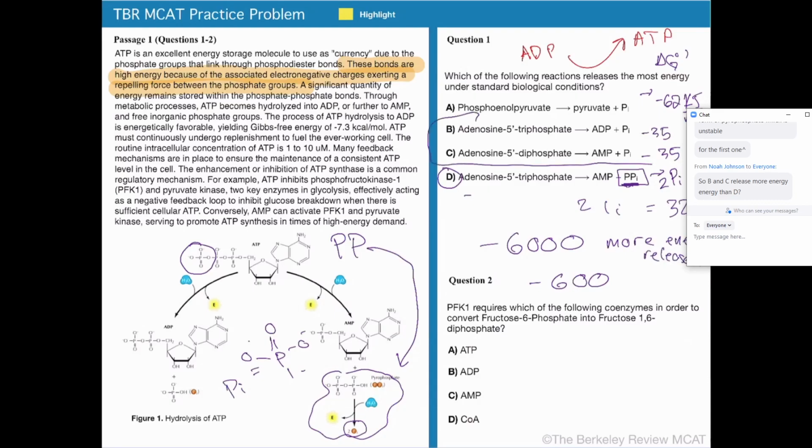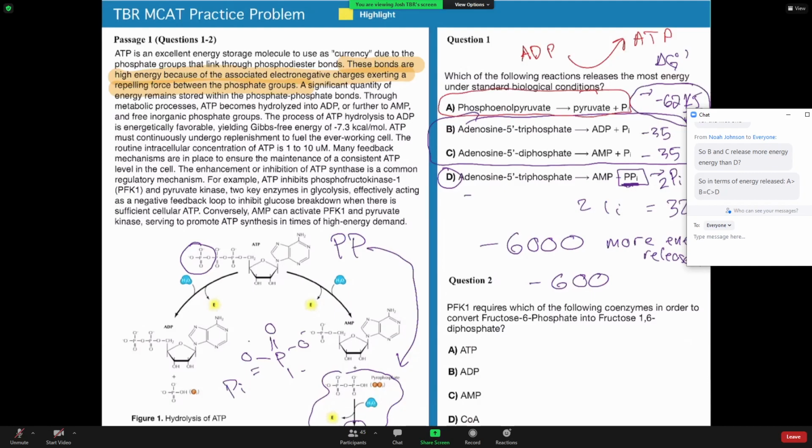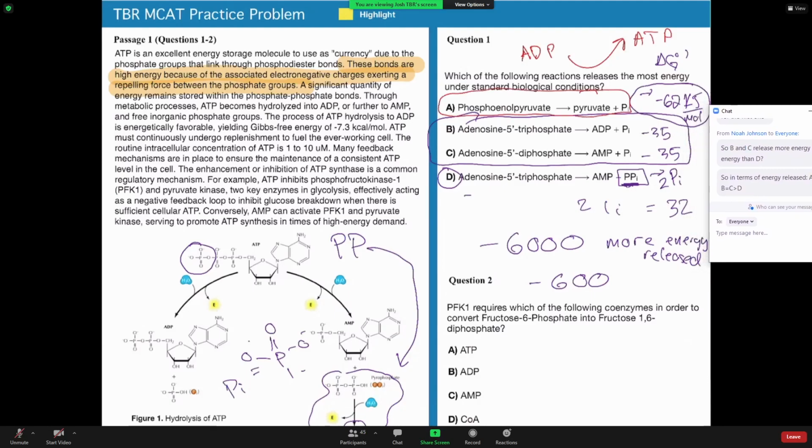Yes, they release more energy than D technically, but they're so close to each other. Negative 33 versus negative 35, right? This one is negative 62. This releases way more energy. That's why A is the right answer. Got it. That was my question. I was just confused why we were circling D when it was less energy.